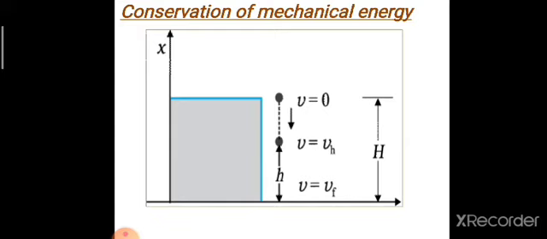We know at the dropping point, potential energy will be maximum and kinetic energy will be minimum. At the bottommost point, potential energy will be 0 and kinetic energy will be maximum. At the intermediate point, the total mechanical energy will be partially kinetic and partially potential. According to the conservation of mechanical energy, the total energy at these 3 points must be the same.